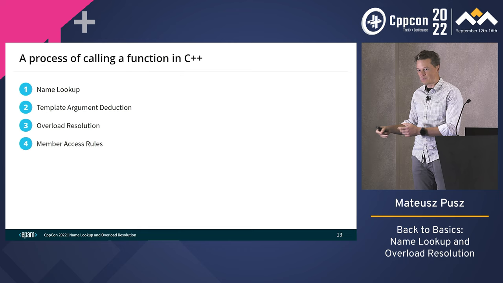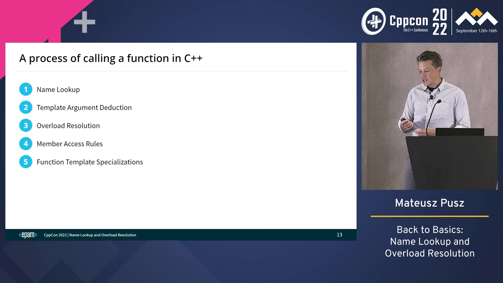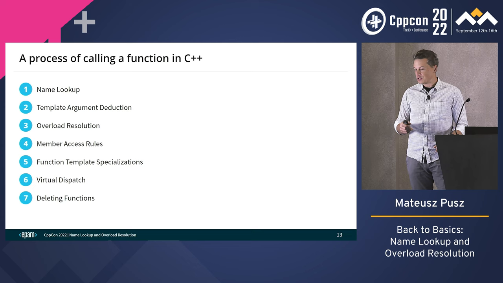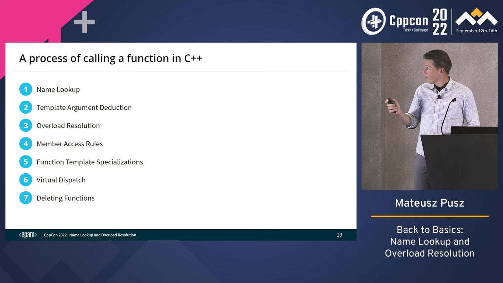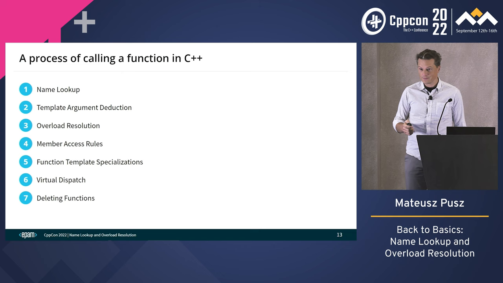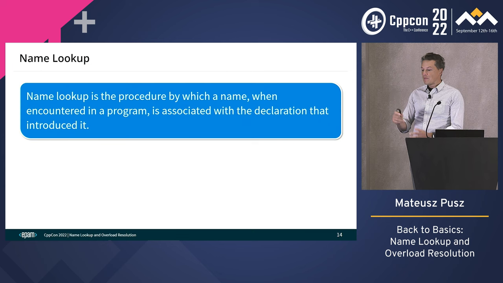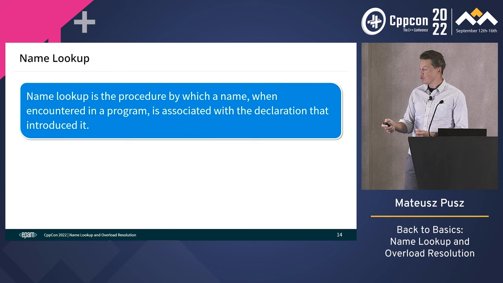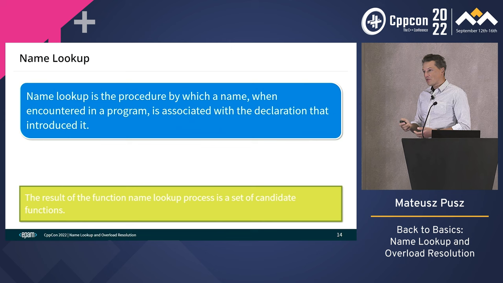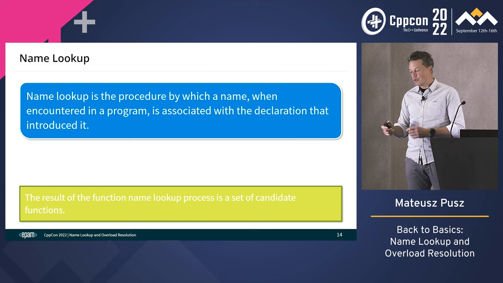We are also checking function template specializations later on, doing virtual dispatch, and also verifying that the function is not explicitly deleted by the user. So this is the process of calling a function, and today we are going to address points 1 and 3 only from that. So, name lookup. Name lookup is the procedure by which a name, when encountered in a program, is associated with the declaration that introduced it. The result of this process is a list of candidate functions that will then be passed to the overload resolution process to find the best match.